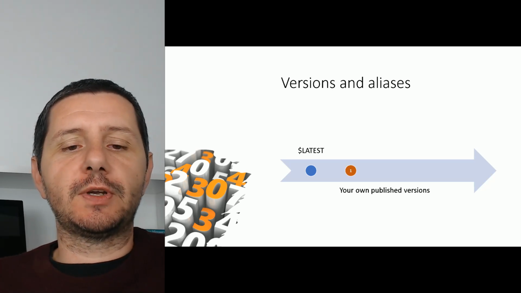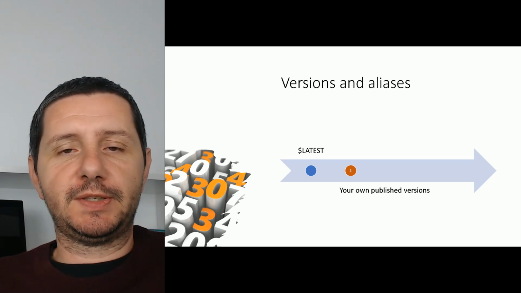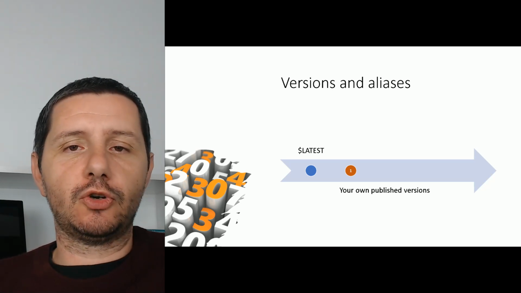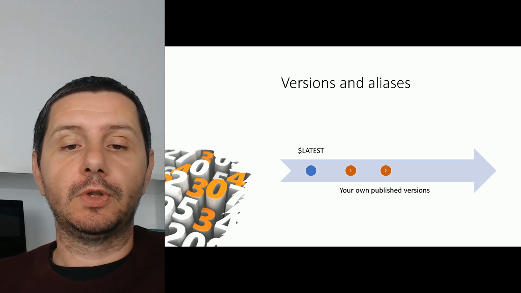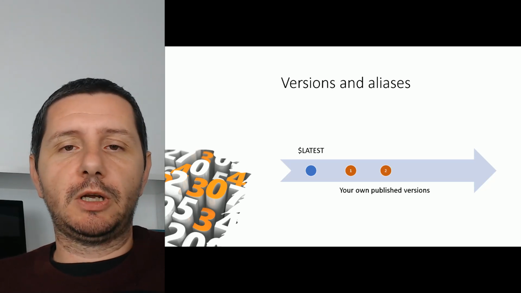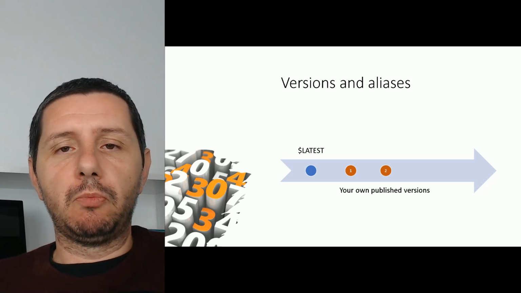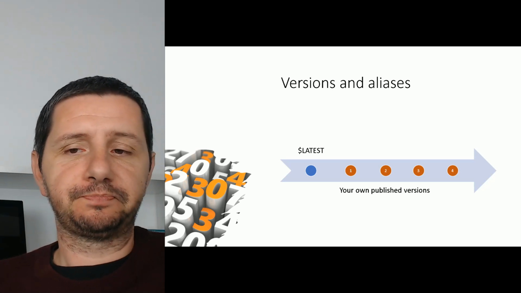And these versions are immutable, meaning that you can no longer change them. Let's say you have version 1, which you published. You can no longer change that. You can change the latest version and modify that one and create another version, version 2, which becomes immutable as well. You work more on your function, publish version 3, 4, and so on.